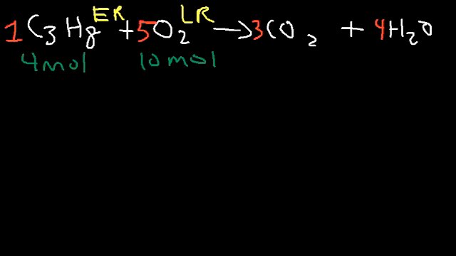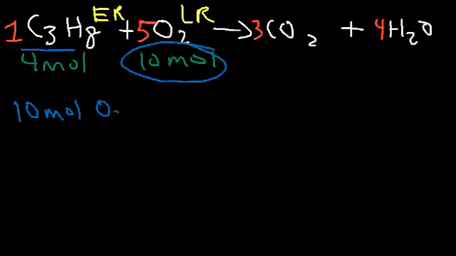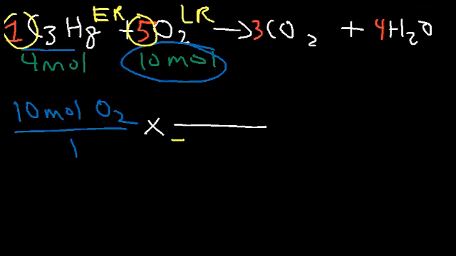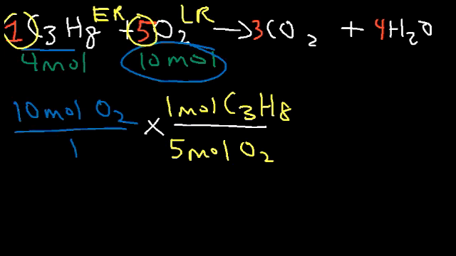So here's what you need to ask yourself. How many moles of propane reacts with all of the 10 moles of oxygen gas? So basically, take the limiting reactant, which is 10 moles of O2, and convert it to the moles of propane. So using the molar ratio of 1 and 5, for every 5 moles of oxygen that reacts, 1 mole of propane is going to react with it. So these will cancel, and 10 divided by 5 is simply 2, so the answer is 2 moles of propane.